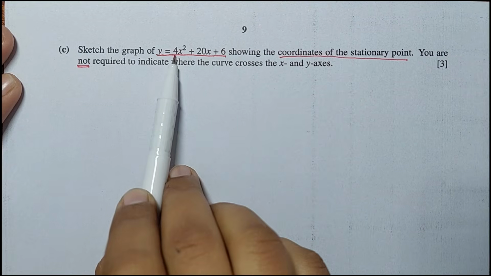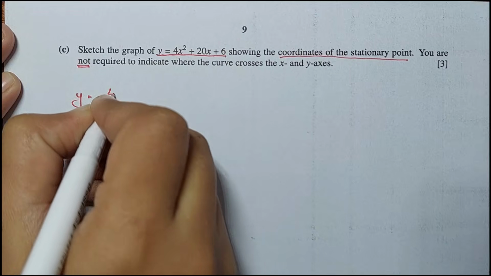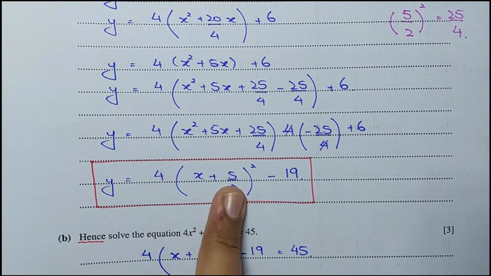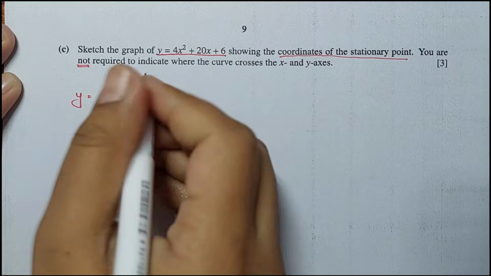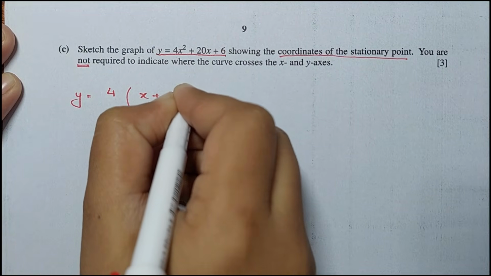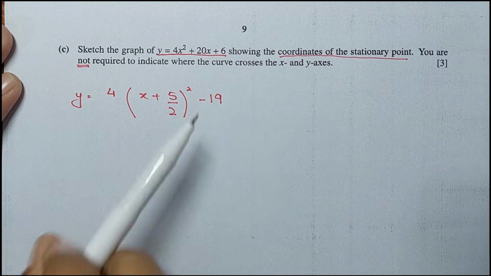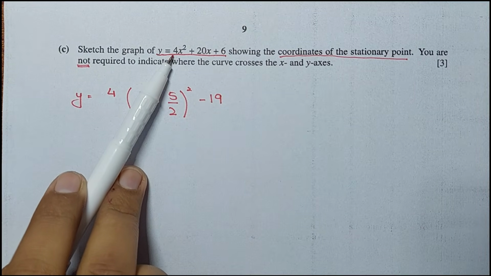Okay, so as you can see, this is a quadratic curve, and we can write this as y = 4(x + 5/2)² − 19, which we have done in part a. So this is a quadratic equation, and the graph is a parabola, right? As you know, the x² coefficient is positive, so the opening of the parabola is upward.